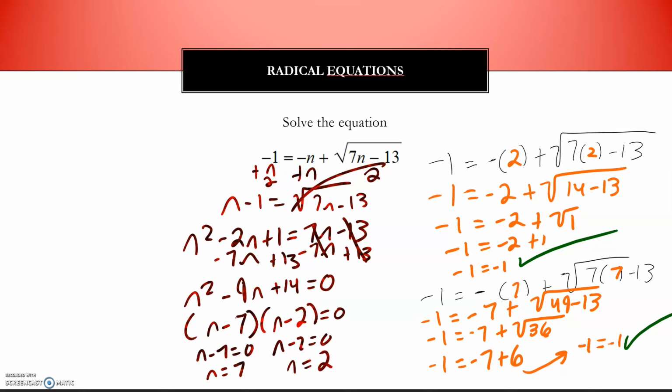Then n minus 7 times n minus 2 equals 0. Both of those multiplied together give me 0. At least one of them has to be 0. So then that would make n 7 or 2. When I check, both come out negative 1 equals negative 1. These are both valid answers, and that can happen too. You can have 2 extraneous solutions, which means there is no solution, or you could have 2 correct, valid answers, or you can end up with one of each, as we've seen before.